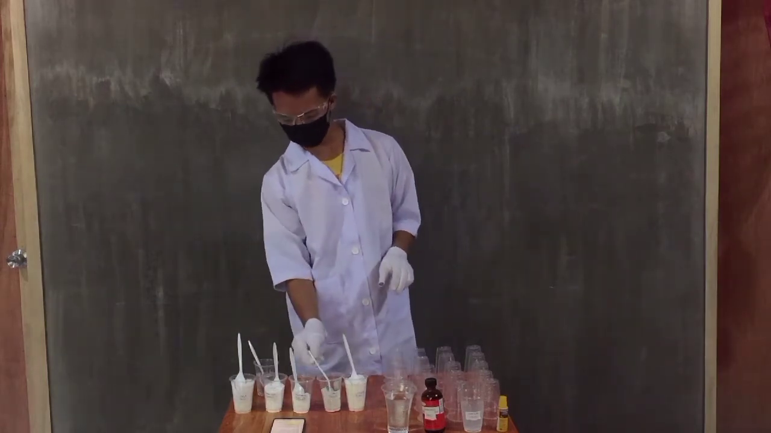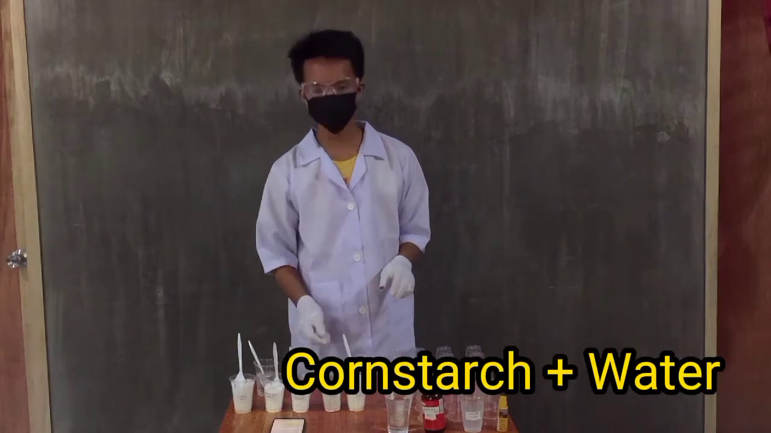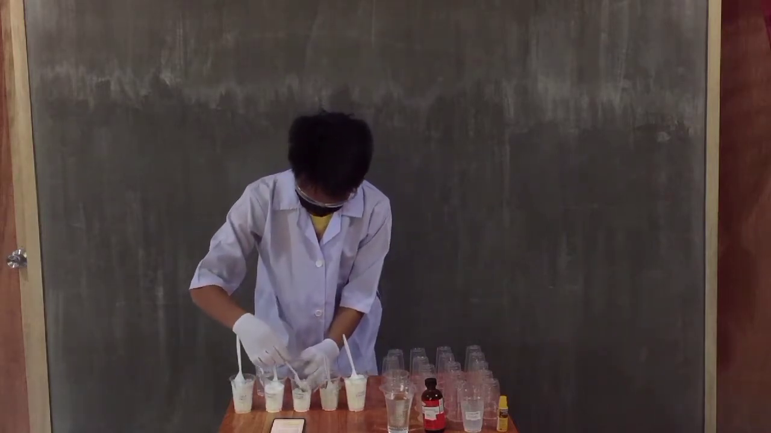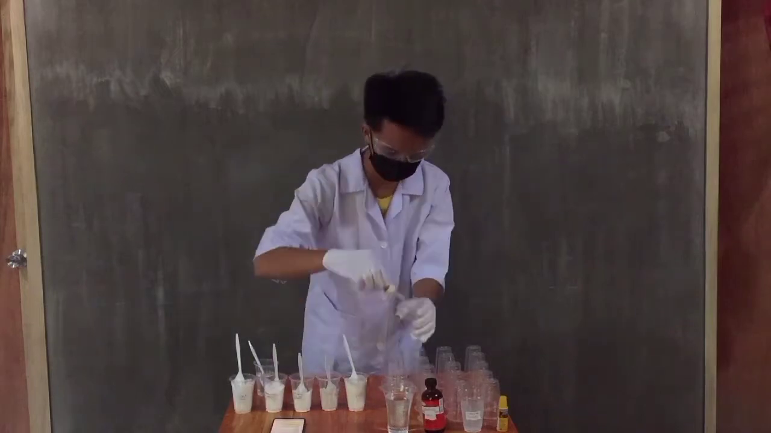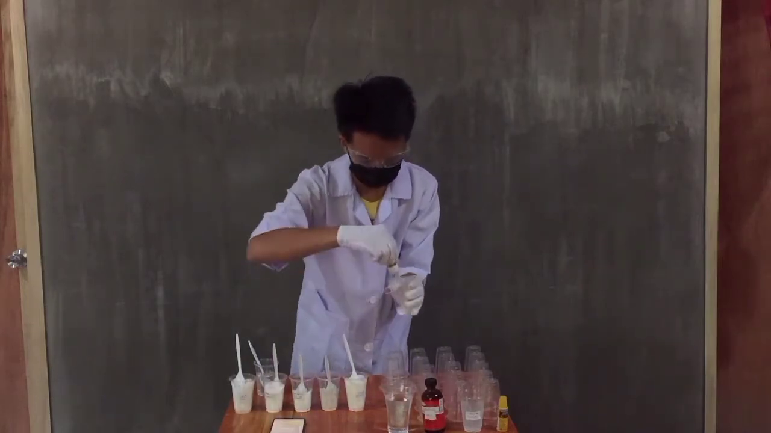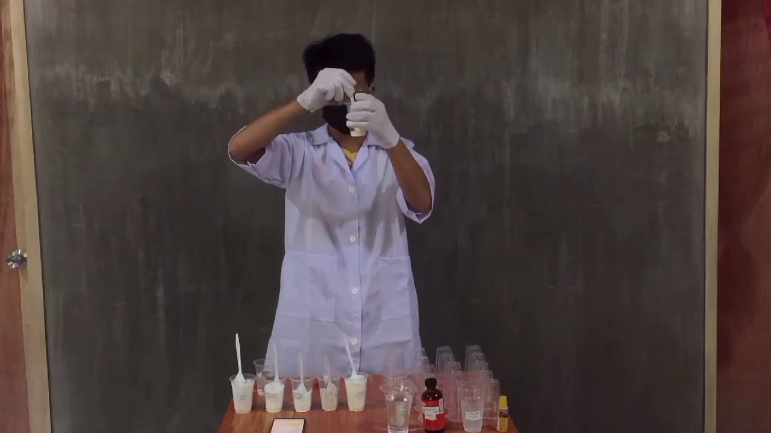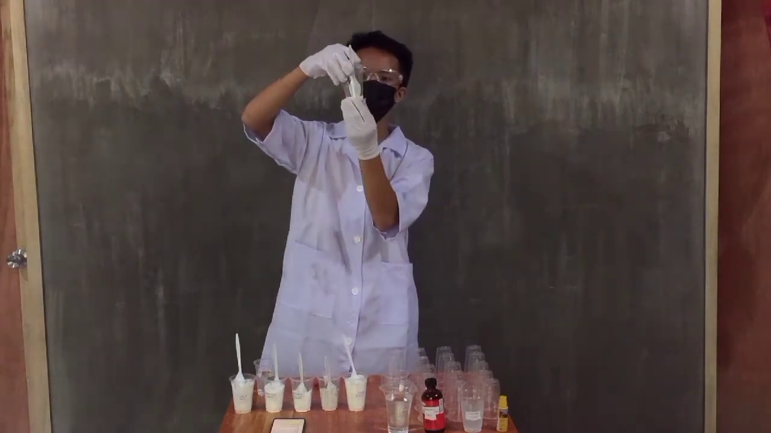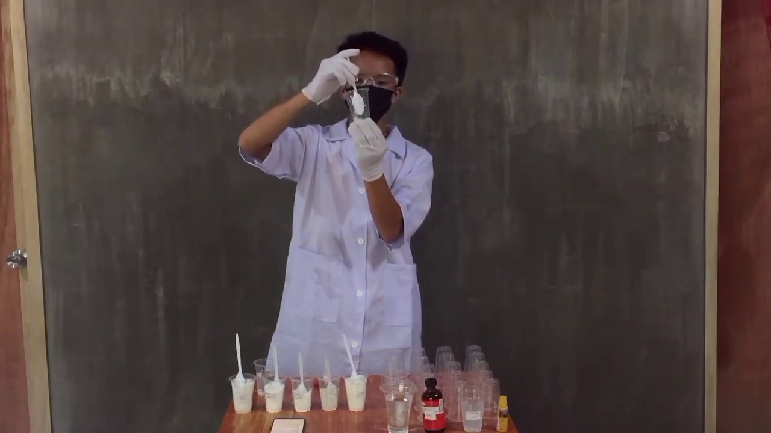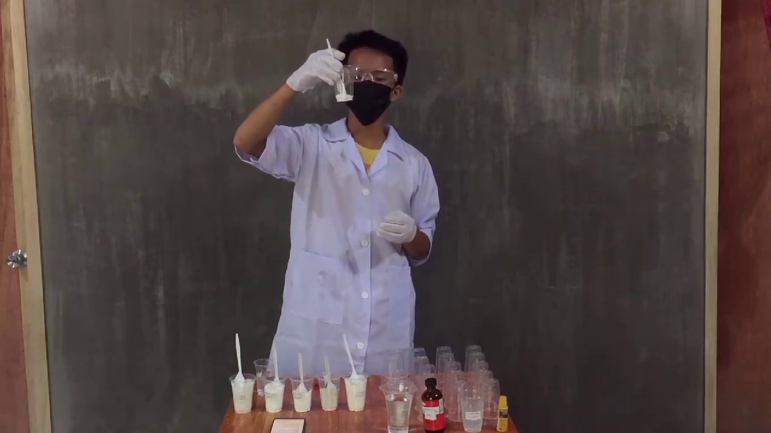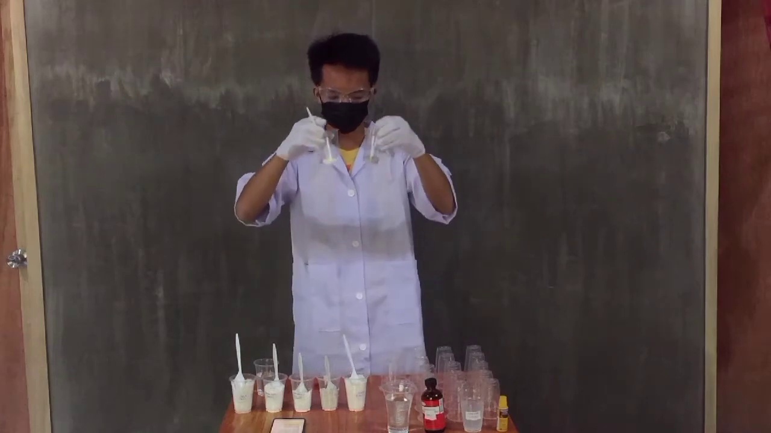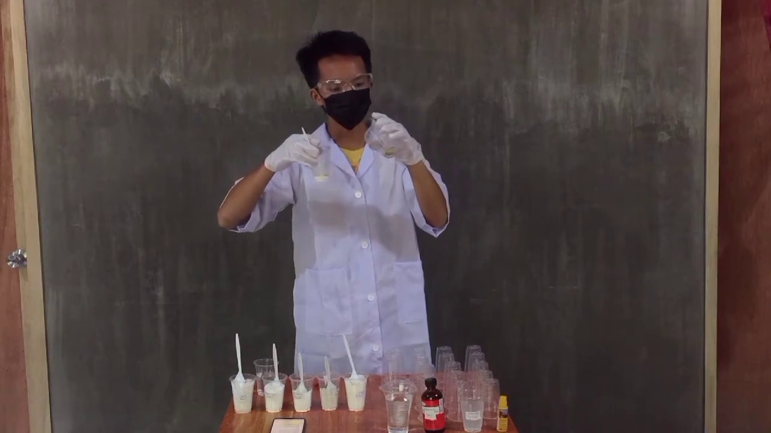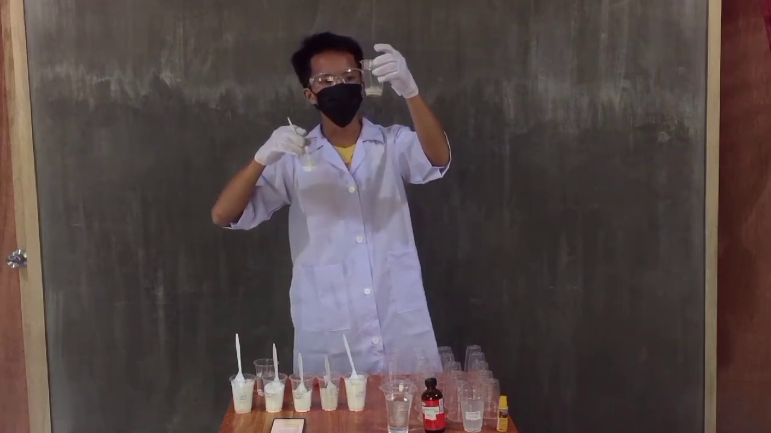The next one is the cornstarch and the water mixture. The result of the cornstarch and water produced a white precipitate, and the cornstarch dissolved in the water. There is a difference between chalk and the cornstarch because chalk is not totally white, but there's a gray precipitation.